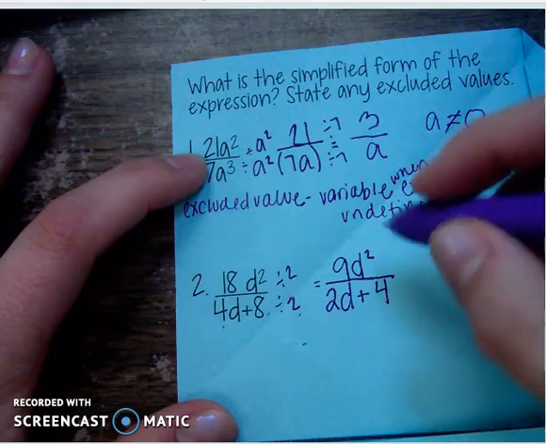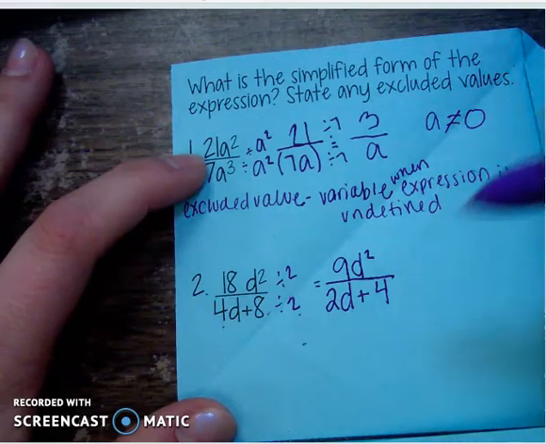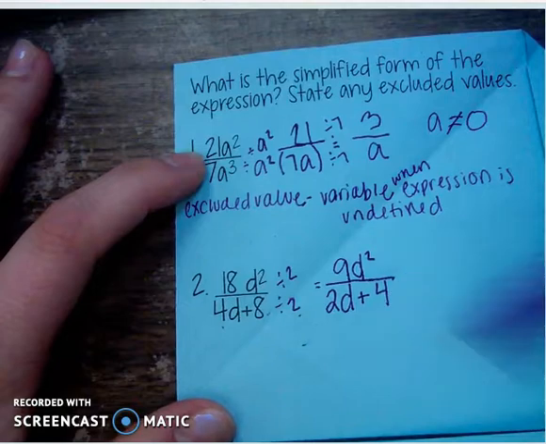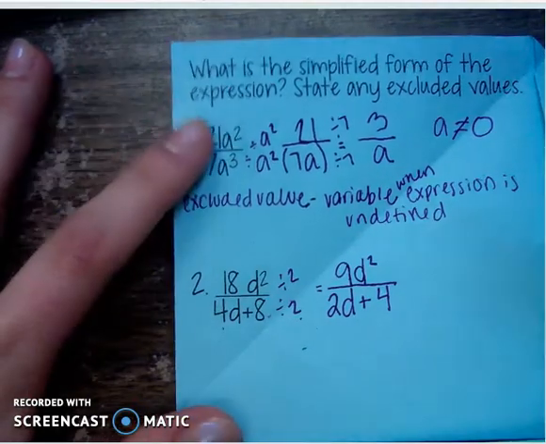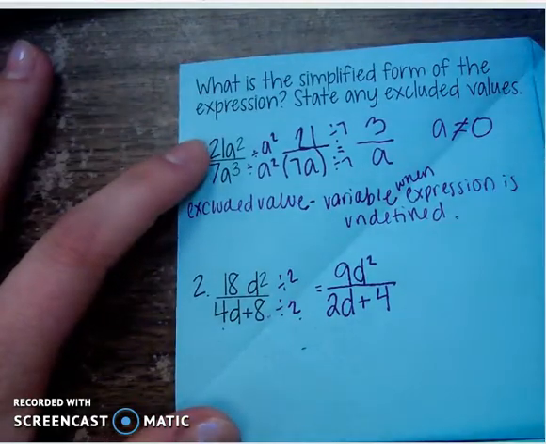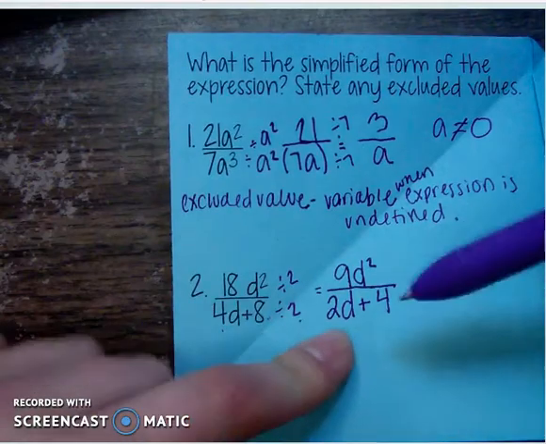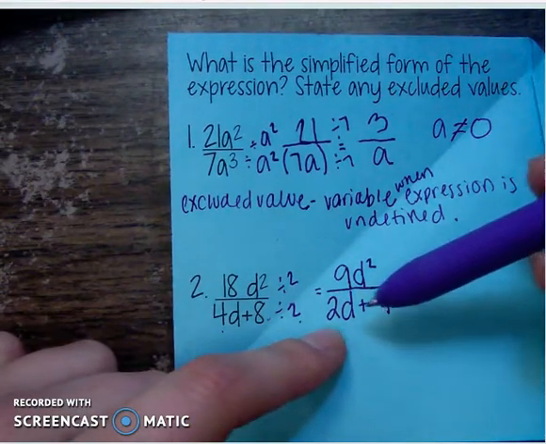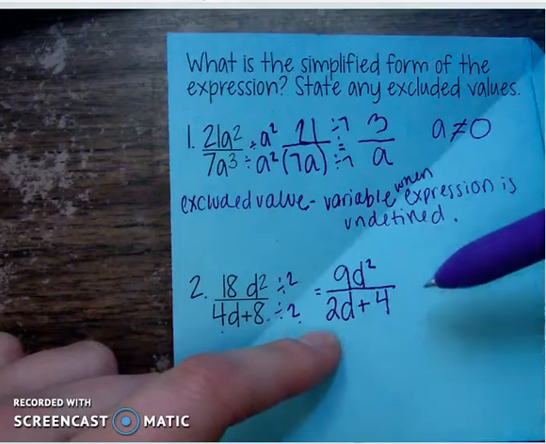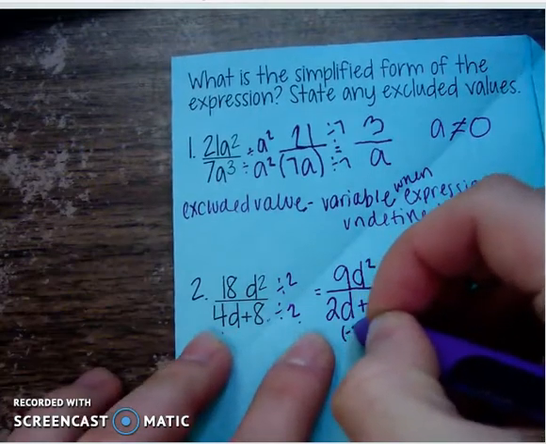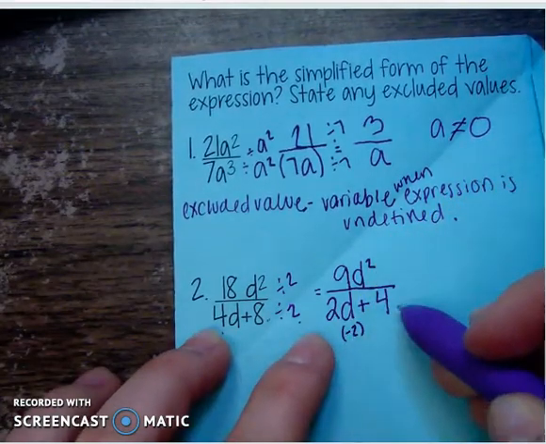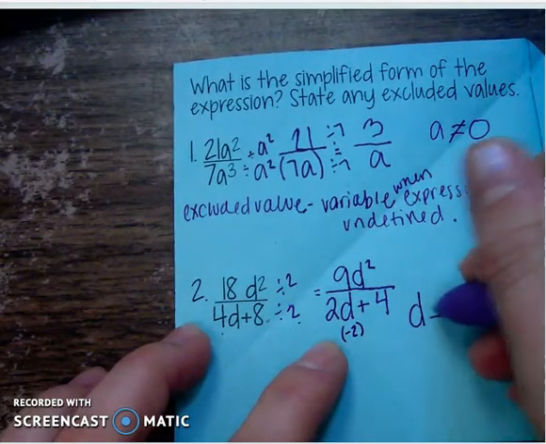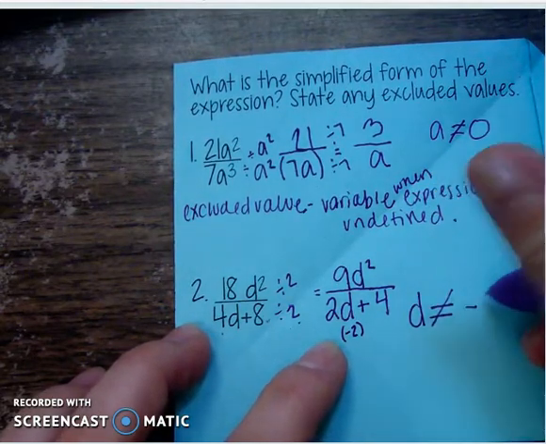So then I have to look for my excluded values. So what will make this denominator 0 is essentially what we're looking at, because that will make this expression undefined. Well, I need this 2d plus 4 to equal 0. If I plugged in a -2, so -4 plus 4 equals 0. So the excluded value, d cannot equal -2.